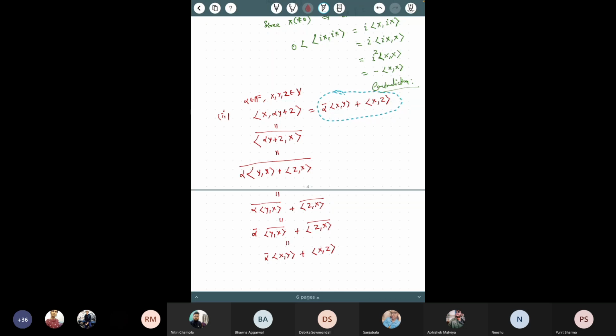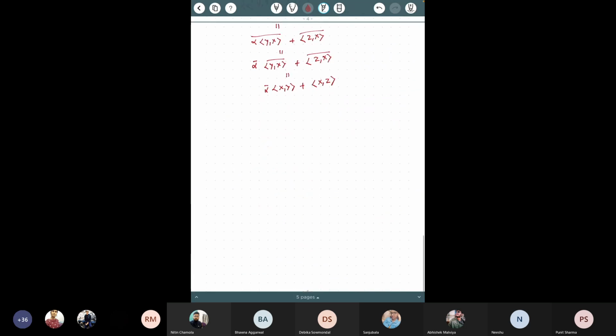So let us look at some examples of inner product. Now we have at least a clear idea of what an inner product is, and some basic knowledge of how to use these properties with this observation. Let us look at some examples.